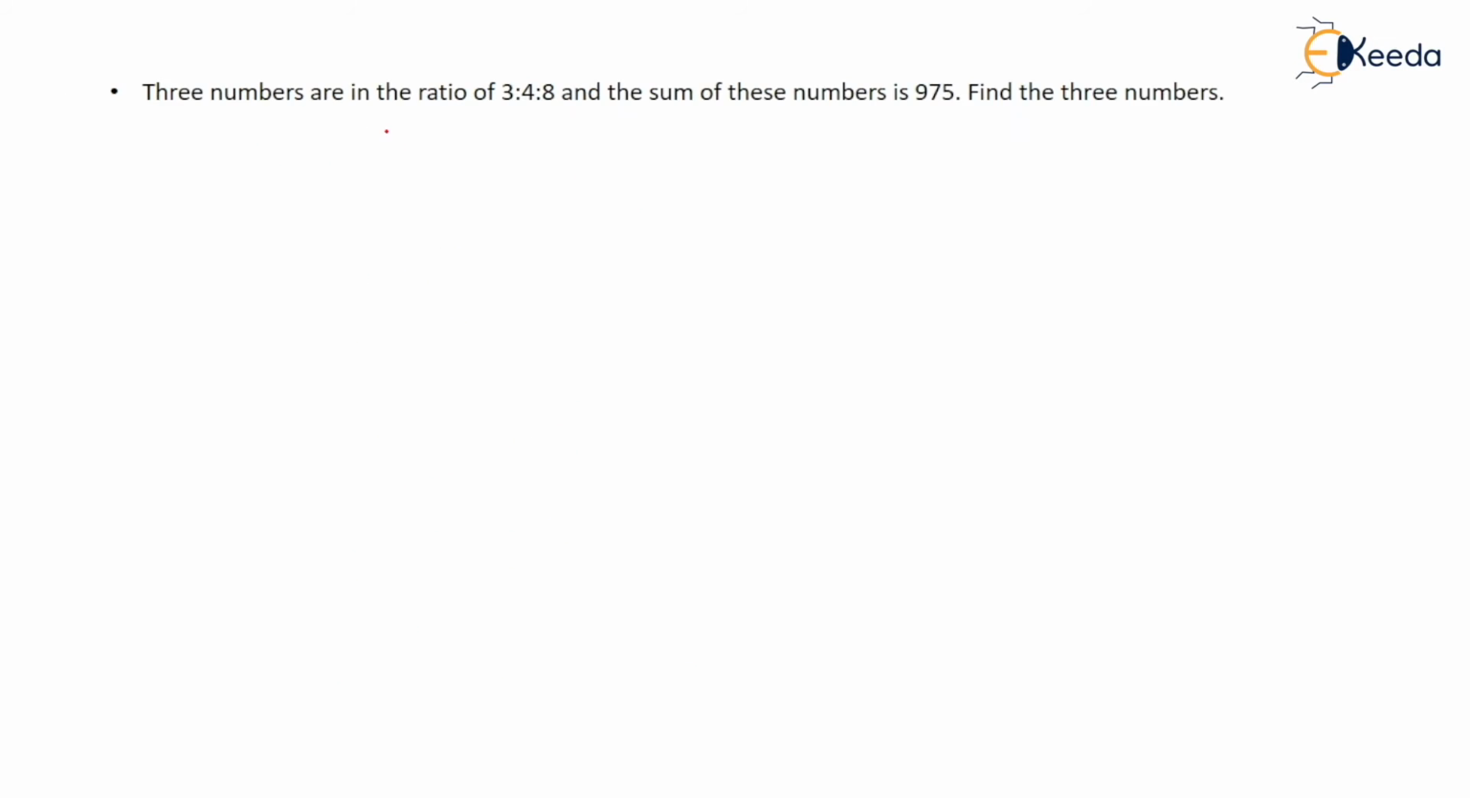Next question. Three numbers are in the ratio 3, 4, 8, and the sum of these numbers is 975. Find the three numbers. Again a simple question. Three numbers are in the ratio, let's suppose it is 3x plus 4x plus 8x, and its sum is 975. They told you to find the value of x, or find the numbers. So you can simply find out now.